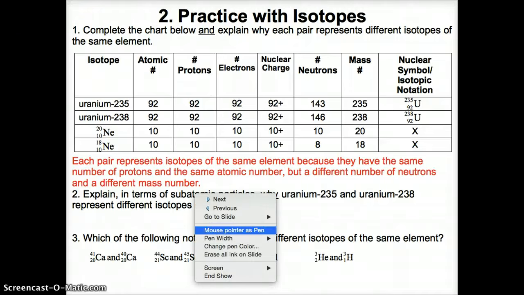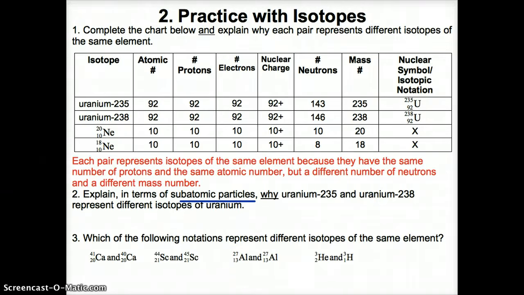So the next question says, explain in terms of subatomic particles why uranium-235 and uranium-238 represent different isotopes of uranium, right? So notice here that it's in terms of subatomic particles, so we have to discuss protons, electrons, and/or neutrons in our answer. Obviously, we know isotopes have the same number of the subatomic particle proton, but they differ in the number of the subatomic particle known as neutrons.